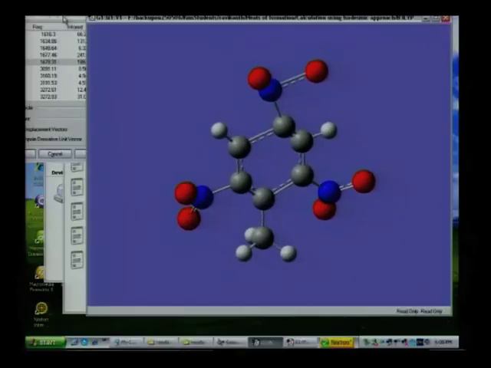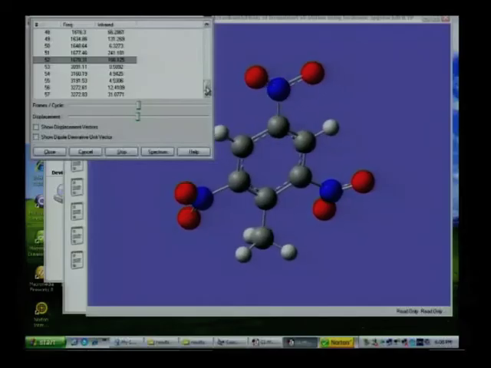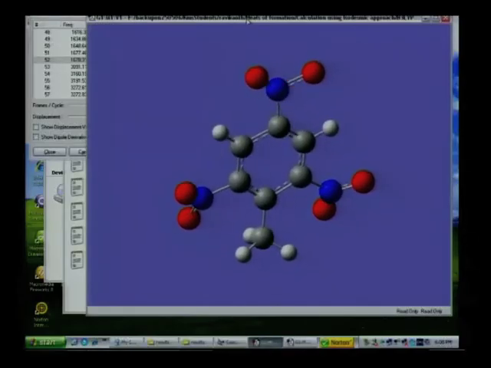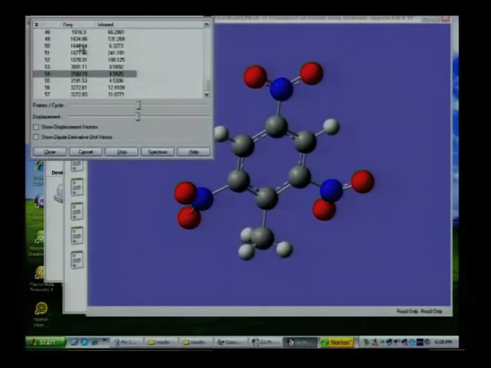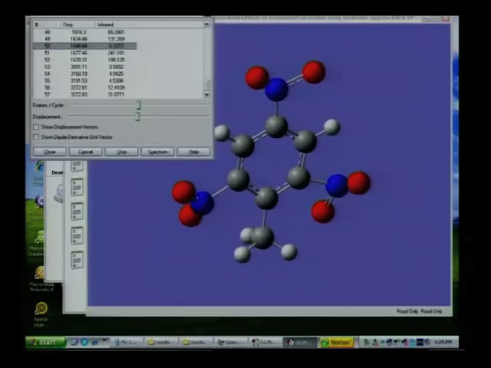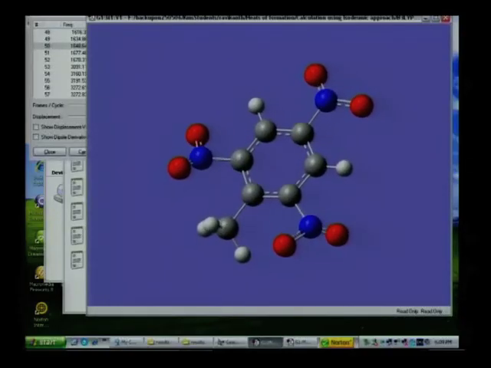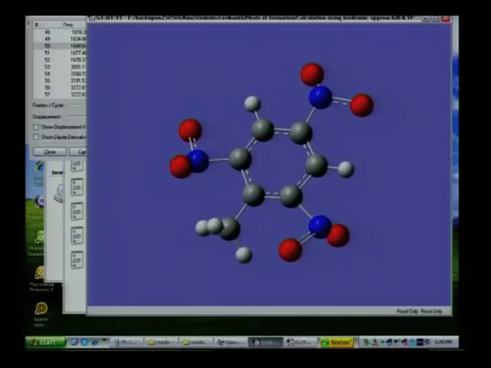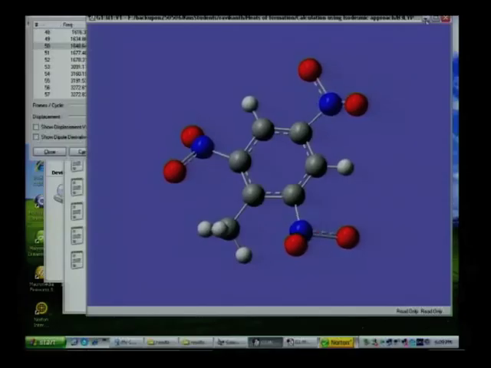How many degrees of freedom does this molecule have? I will leave it to you as an exercise and will tell you that the answer is 57. Find out why. Okay. Here is another stretching motion. Let us go up and look at that. Yes, here is what you see here is again the stretching of the NO group, okay, and so on.